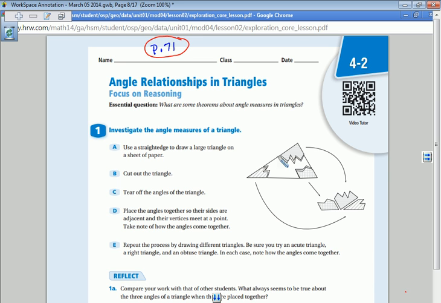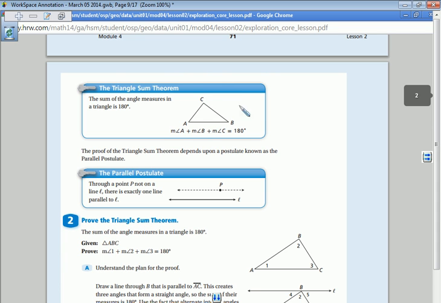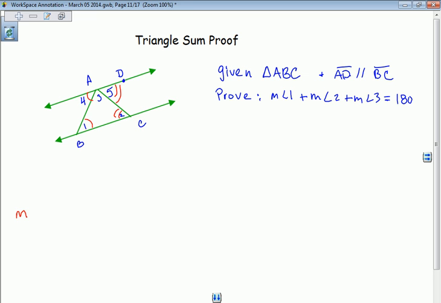And what does that tell us about the sum of the angles of any triangle? It equals 180 degrees. You guys already knew that, didn't you? But we just verified it. Now we're going to verify it one more way. We're going to do a mathematical proof. So this is what we just verified by physically ripping the angles off the triangle and putting them together. Now let's do the proof.